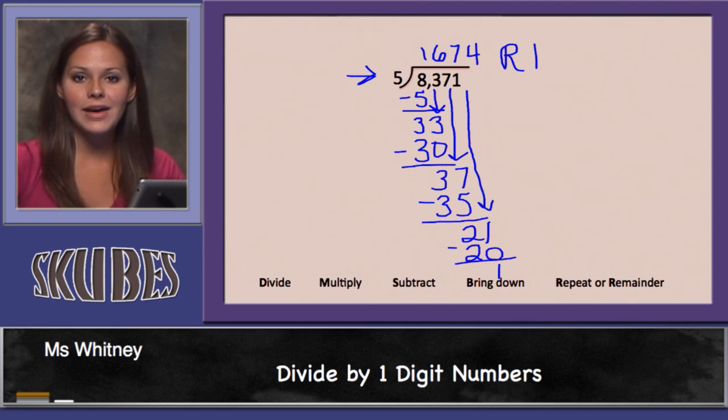8,371 divided by 5 equals 1,674 with a remainder of 1. And this concludes our lesson on dividing by one-digit numbers.